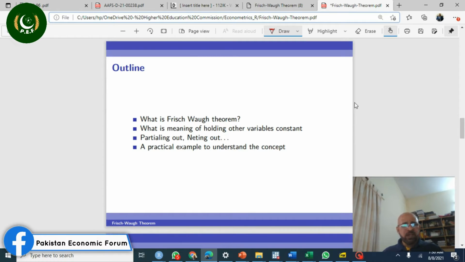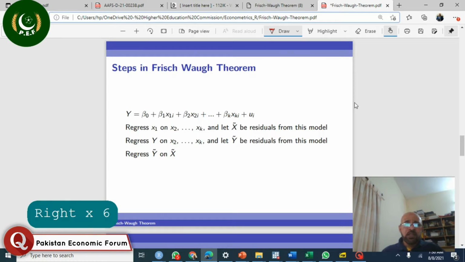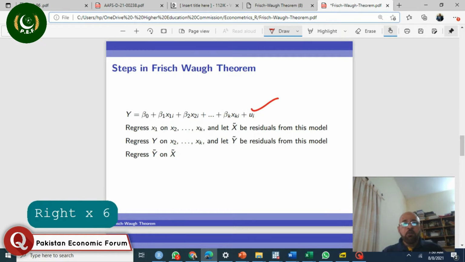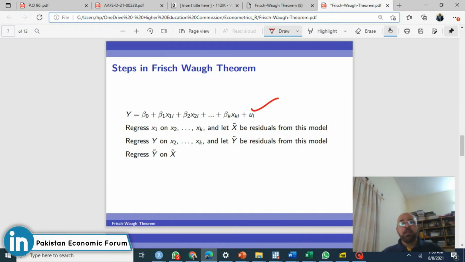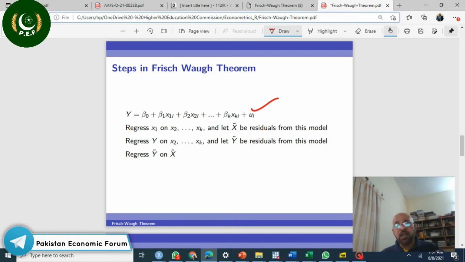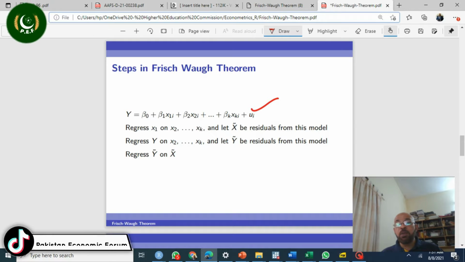So, what is the Frisch-Waugh Theorem? If you have a regression model, y = beta naught + beta 1 x1 + ..., first regress x1 on x2 through xk and take the residuals. This means the effect of x2 through xk is taken away from x1. The residuals will not have the impact of x2 through xk on x1. We have mentioned that there should be a moderate level of correlation between x1 and x2 through xk, not high or perfect correlation.